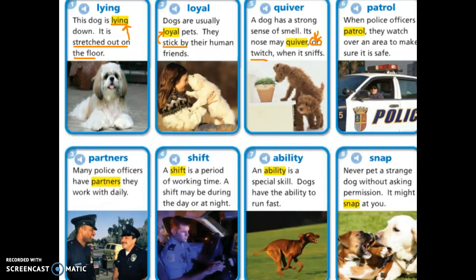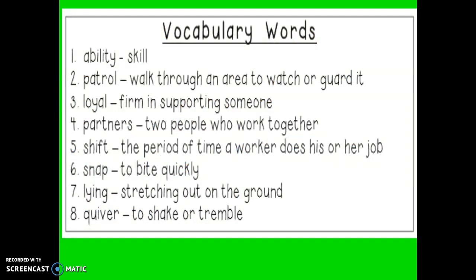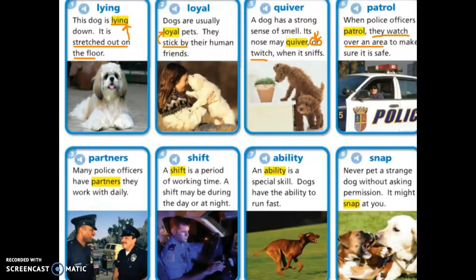Patrol. When the police officers patrol, they watch over an area to make sure it's safe. Okay, so right here it kind of explains what patrol means in the second half of the sentence. Watch over an area to make sure it's safe. So patrol means to watch over an area. Well, that's my guess using the context clues here in the sentence. Let's check our answer. Patrol, walk through an area to watch it or guard it. Okay, to watch or guard. Like our example, they watch over an area to make sure it's safe.